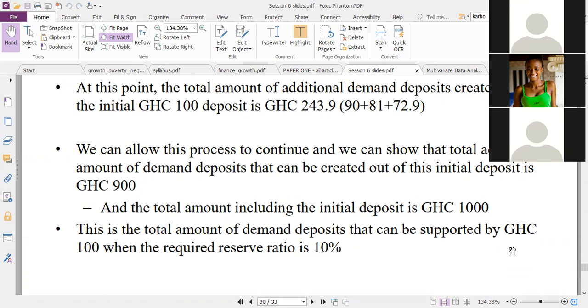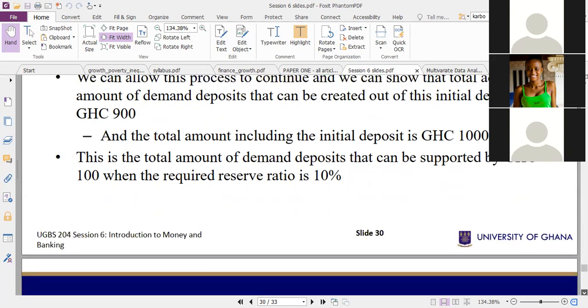It's all about someone giving it to another bank, giving it to another person, giving it to another bank, so the last person getting zero. And we are saying that by the end of the last person, we have to get 1,000 Ghana cedis. So now let's see what we meant by this.